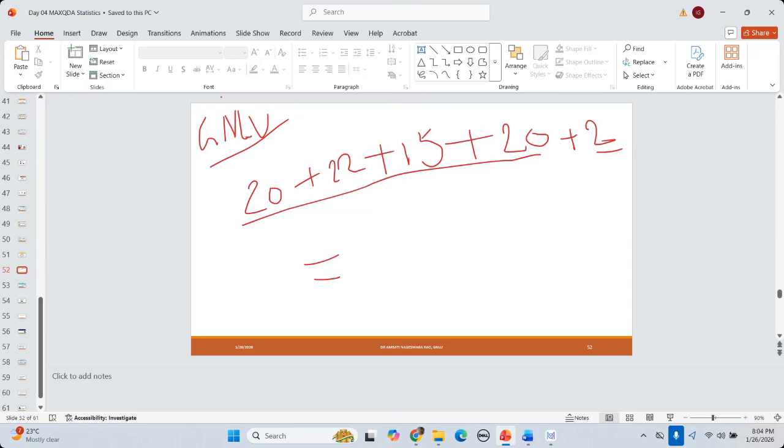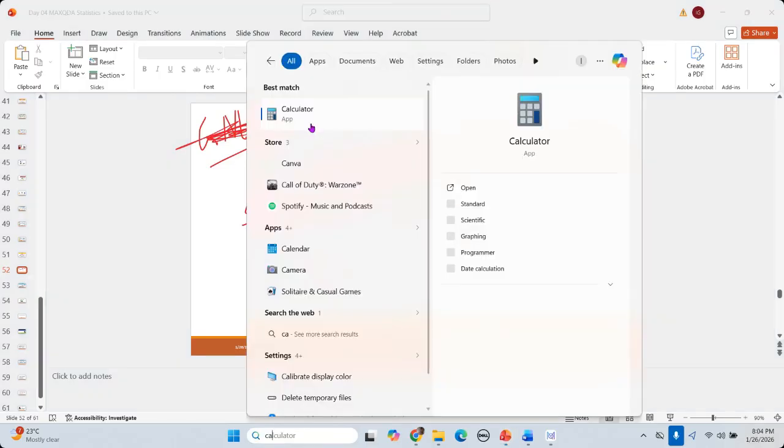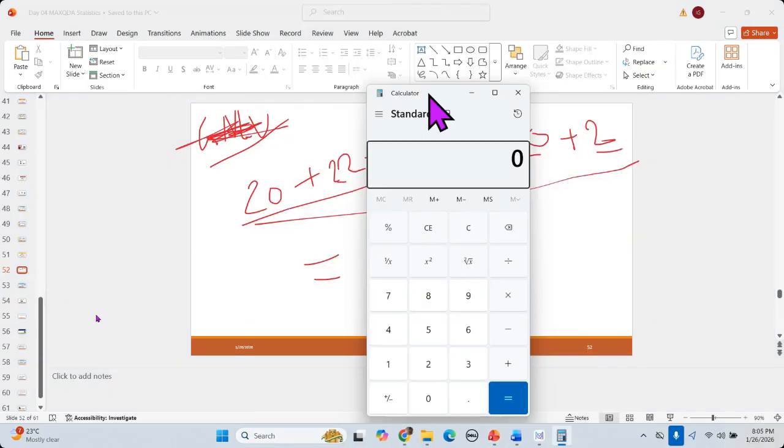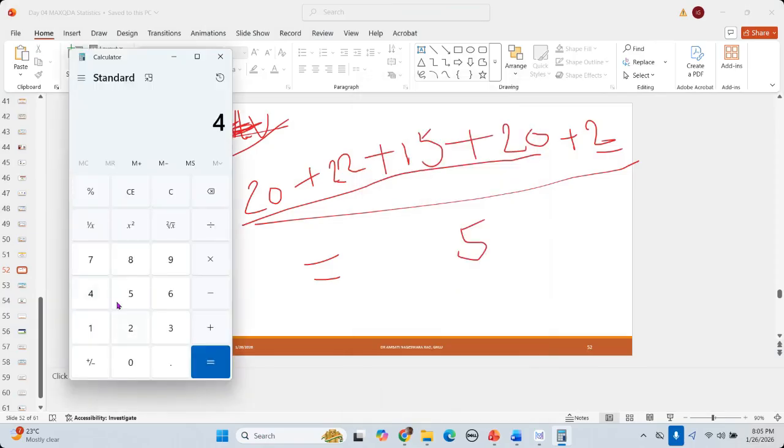Forget about GNLU. Just generally, whenever you're calculating average, mean score, how will you get it? Total number, this total divided by number of students. So 20 plus 22, 42. 42 plus 15. I need to use the calculator. Very poor in statistics. 42 plus 15 plus 22. Got it, 77.